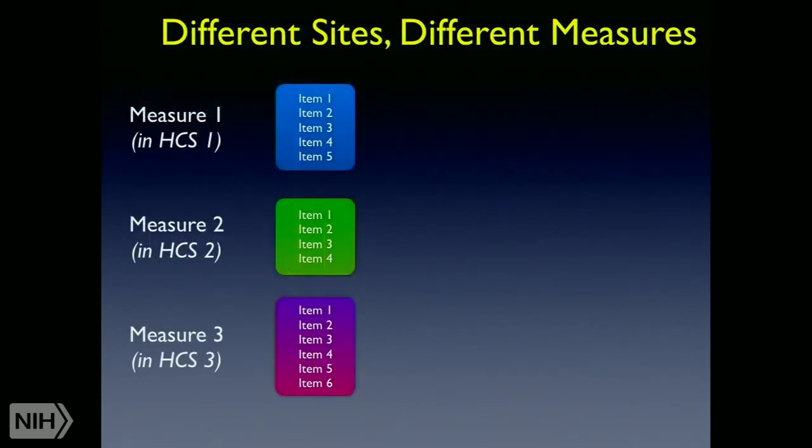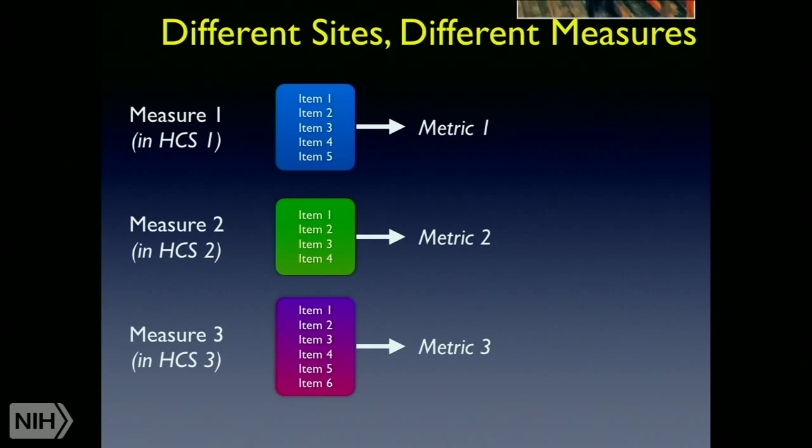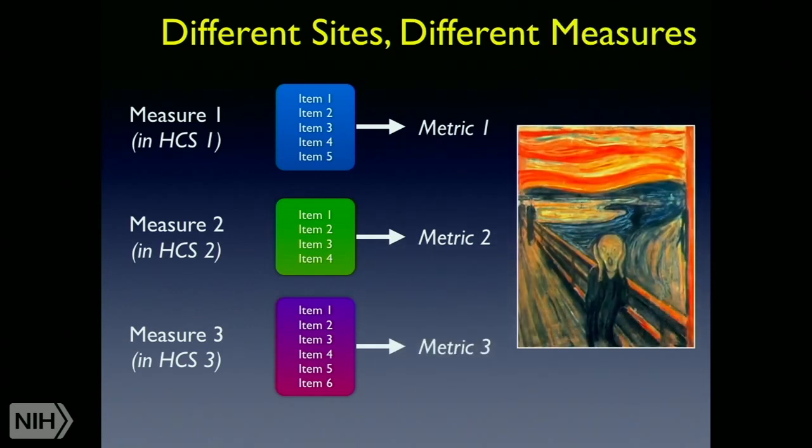Here's another great application. Right now there's a lot of interest in pragmatic clinical trials or comparative effectiveness research where we're trying to do research within healthcare systems. I might have different healthcare systems, each of whom are using different measures, right? Well, right now, each of those measures results in a different metric, and it's really difficult to pool results then.